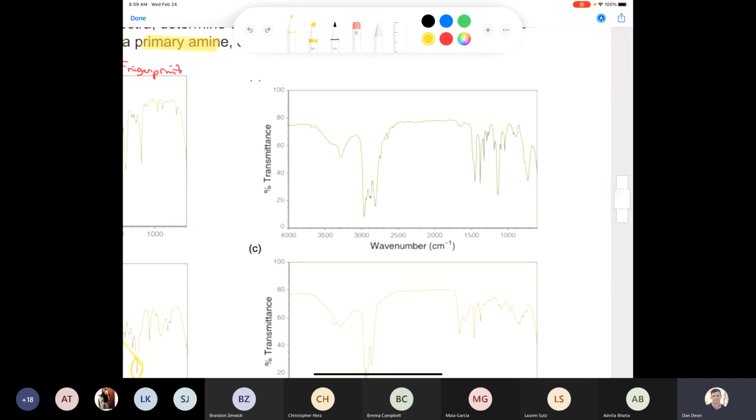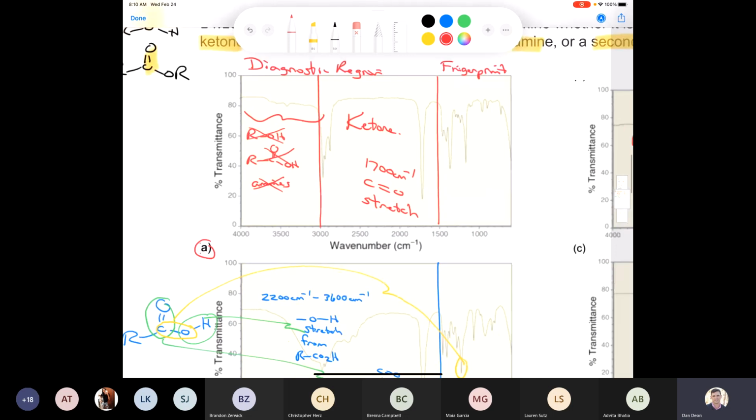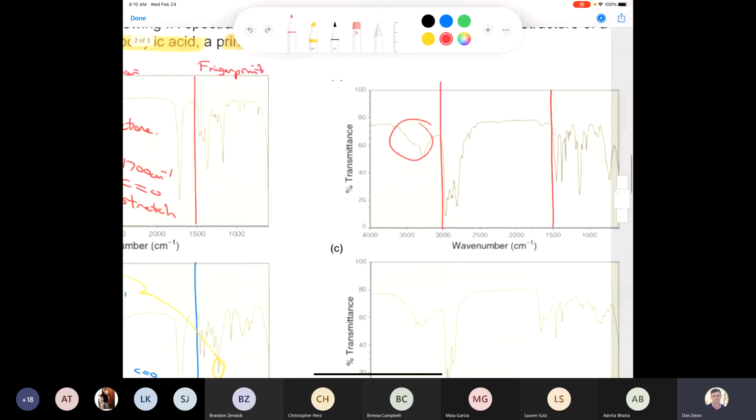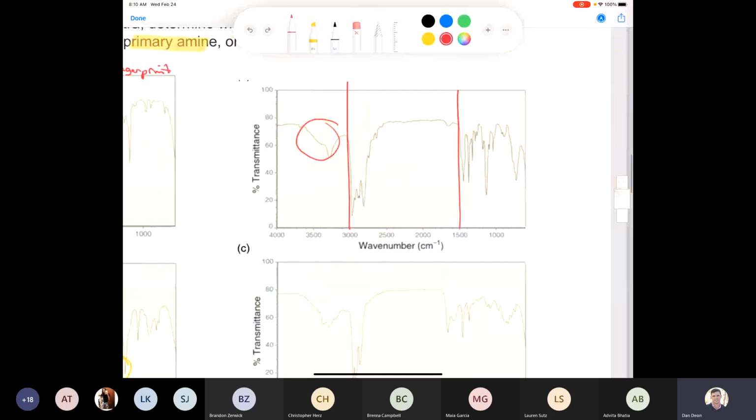We could do the same thing, and everybody's got probably a slightly different way of doing these, but we could start by drawing a line at 1500. We draw our line here, and we'll go into the diagnostic region. My eyes are drawn to this immediately. If you draw a line at 3000, you can see that there's something here. If we go back to the ketone spectrum, there was nothing there, nothing of interest. But in this spectrum, there definitely is something here.